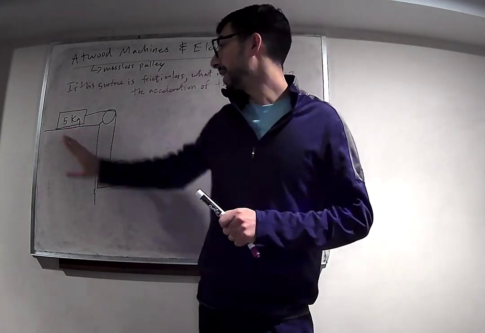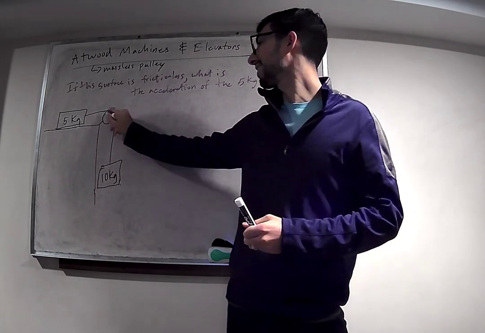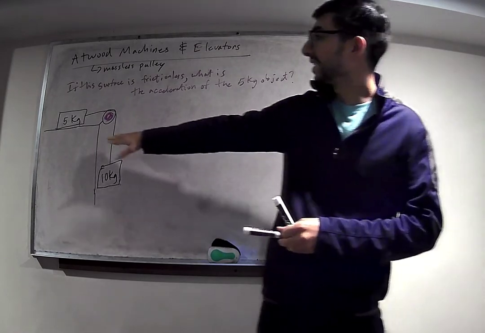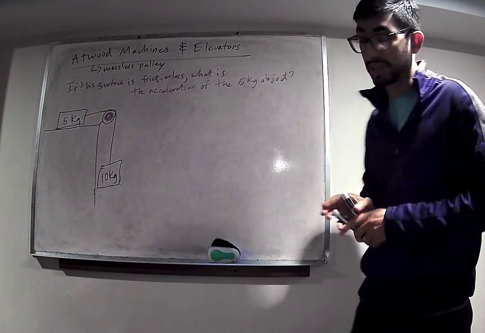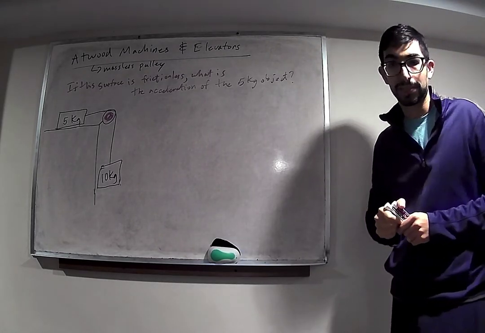A 5 kilogram object and a 10 kilogram object attached by a massless pulley. This is our massless pulley here. And we'll say if this surface is frictionless, and that's just for this particular scenario, frictionless surface, what is the acceleration of the 5 kilogram object?